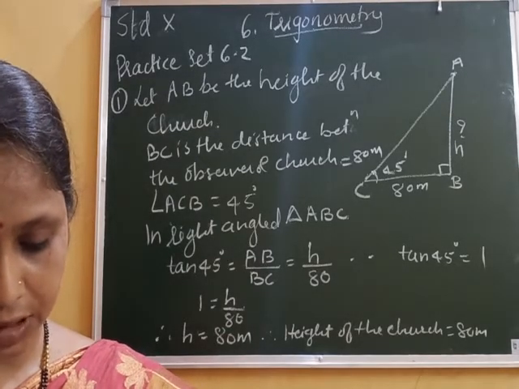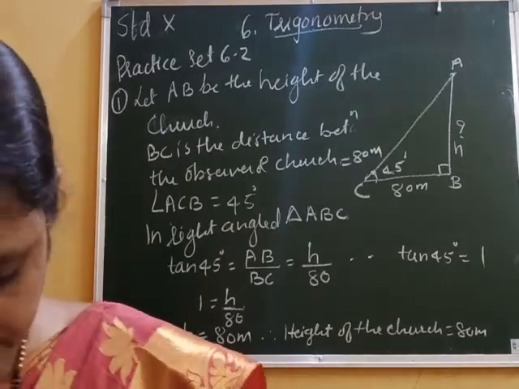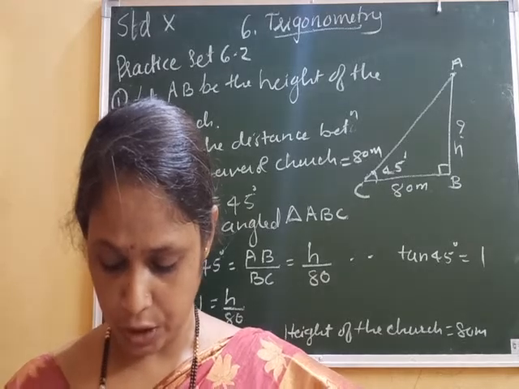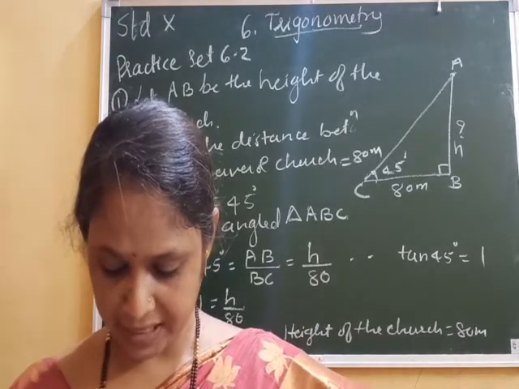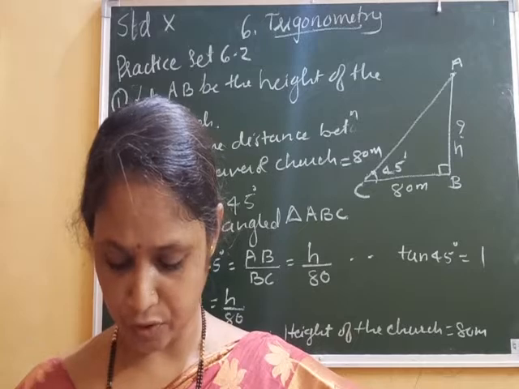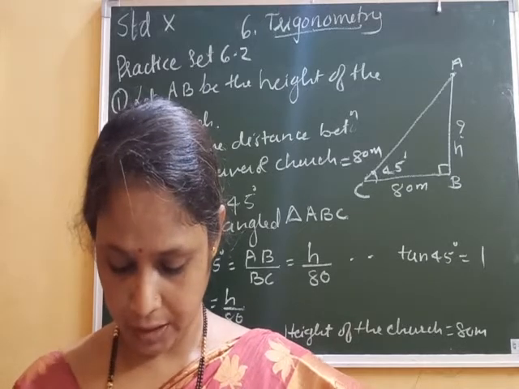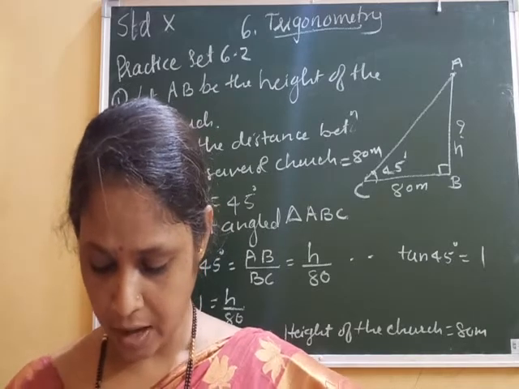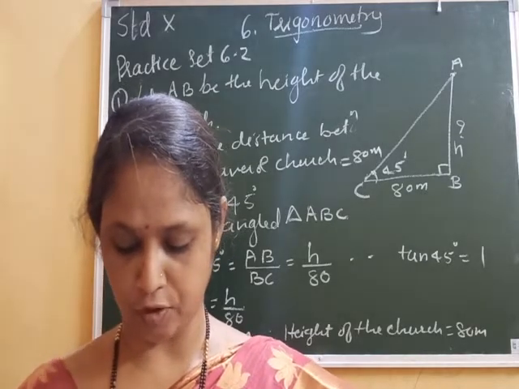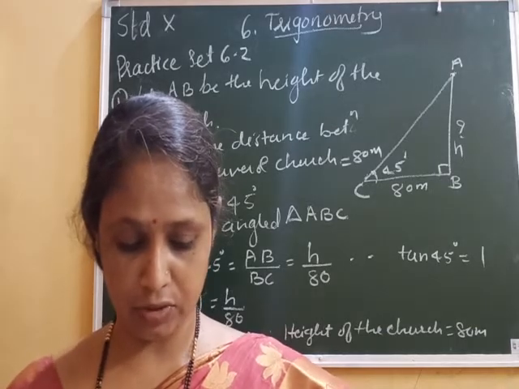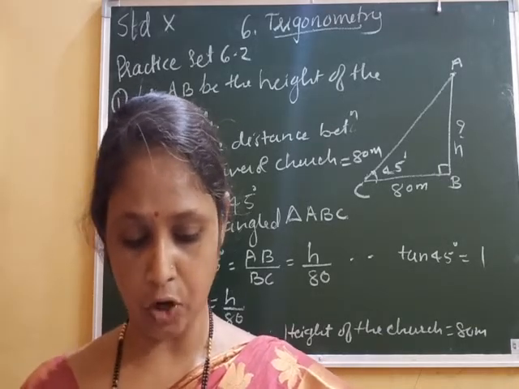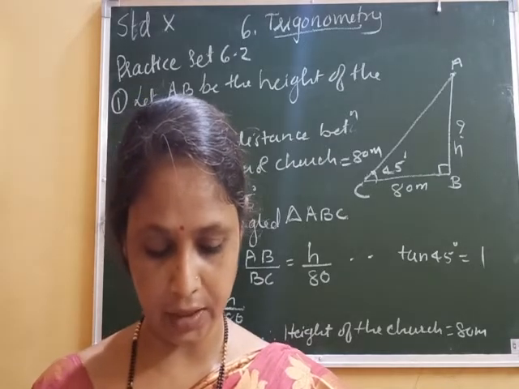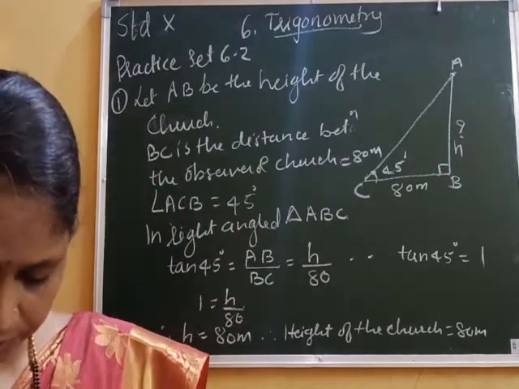From the top of a lighthouse, an observer looking at a ship makes an angle of depression of 60 degree. If the height of the lighthouse is 90 meter, then find how far the ship is from the lighthouse. Now see what is said. From the top of a lighthouse, an observer looking at the ship.